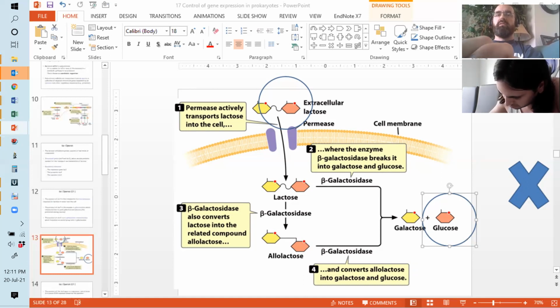So you need the products of the lac operon, and you need them now, right? But after a while, you'll start generating more glucose than you need. So you'll dial back expression of the lac operon.